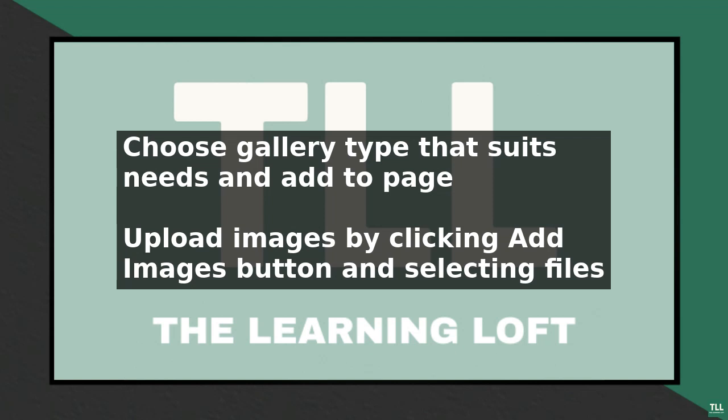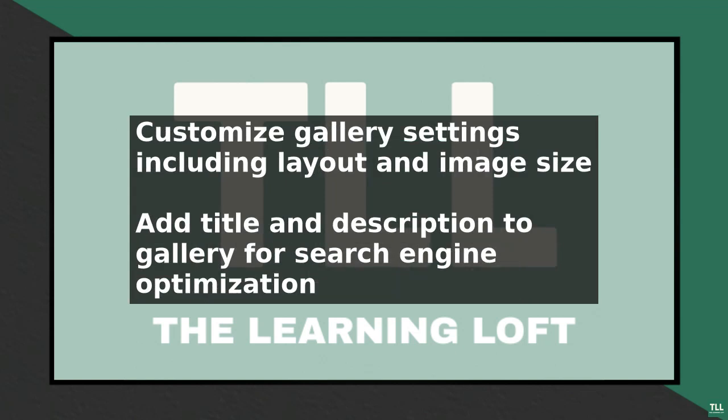Once your images are uploaded, you can customize the gallery's settings, including the layout, spacing, and image size. To customize the gallery's layout, click on the Settings icon. Then select the Layout tab. From here, you can choose the number of columns and rows, as well as the spacing between images.